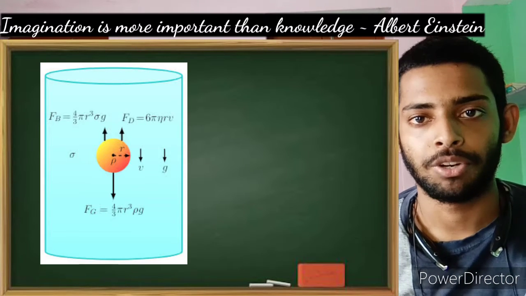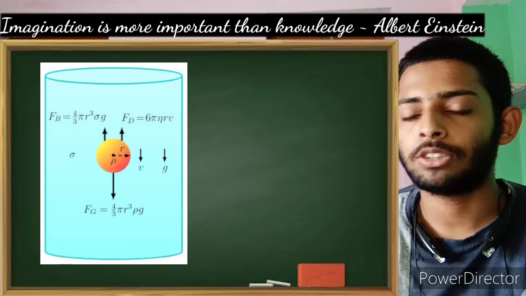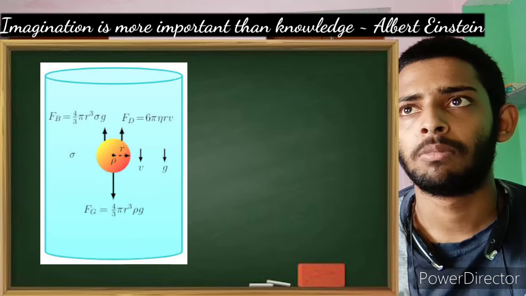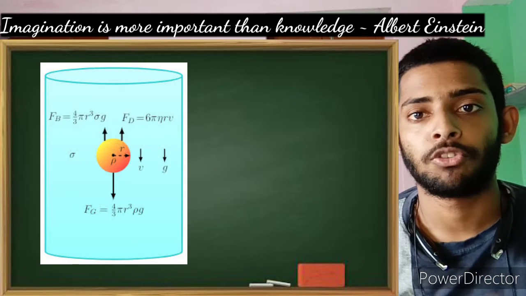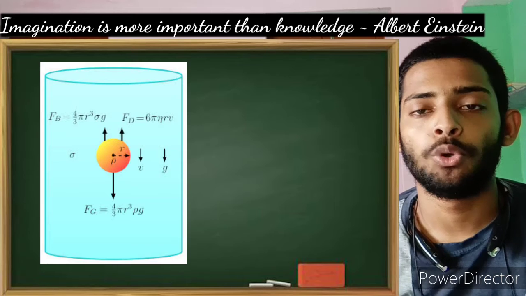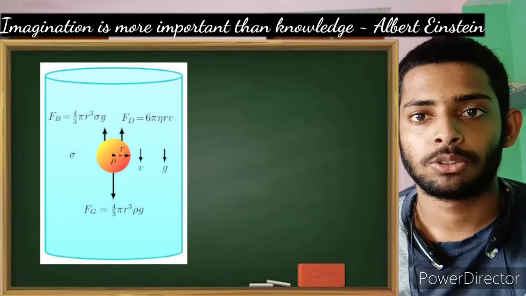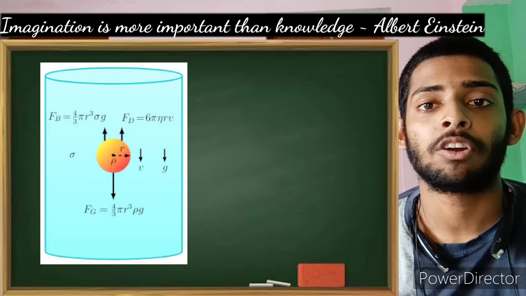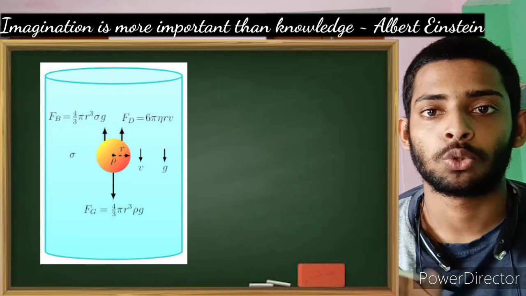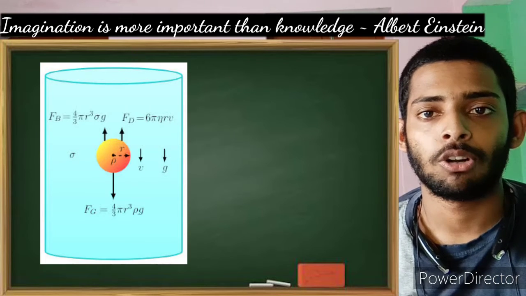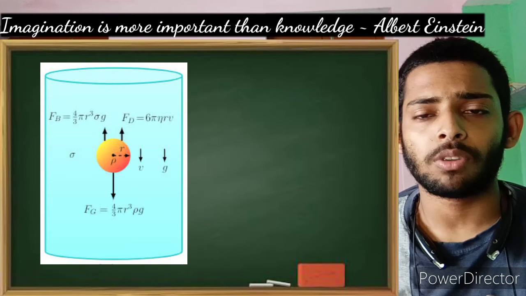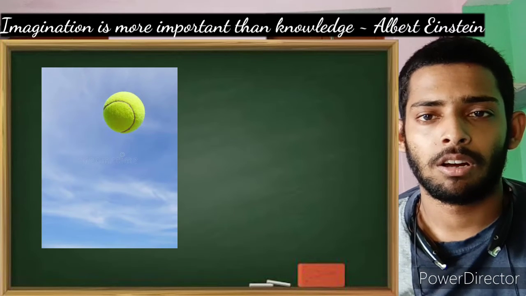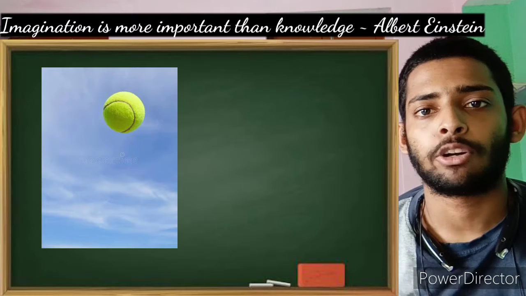Okay. So basically, Stokes law deals with this: when a body moves in a fluid, the fluid exerts a force on it. That derivation of force is called Stokes law. How we derive that force is called Stokes law. Whenever an object moves in a fluid, the fluid opposes that object in its direction of motion.